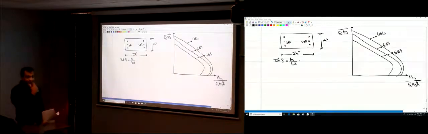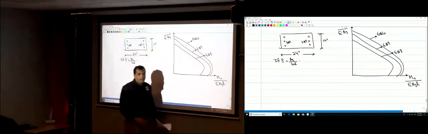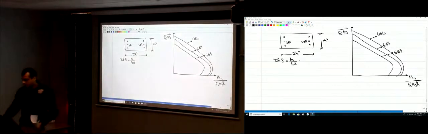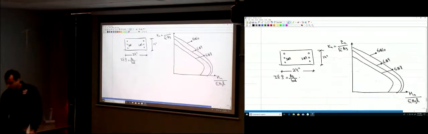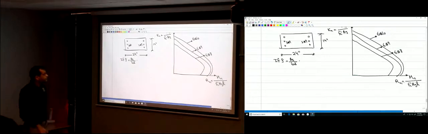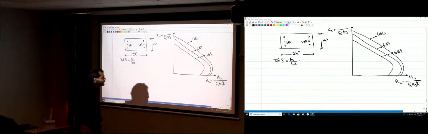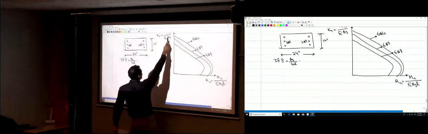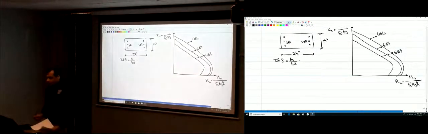Those interaction diagrams are plotted between those two values. Instead of Pn and Mn, they are normalized, okay? So that you can use them for any section. This value over here is given the notation Kn, okay? And this value here is given the notation Rn, okay? So instead of plotting Pn versus Mn, we're plotting Kn versus Rn, just normalizing the moment by the dimensions and Fc prime, and normalizing Pn by the Fc prime and the dimensions of the column, okay?